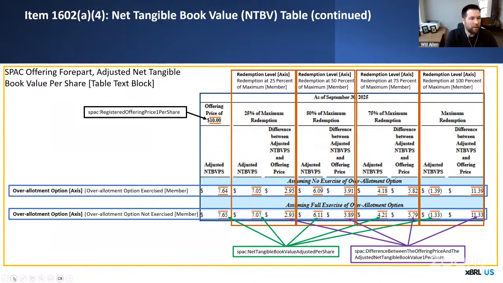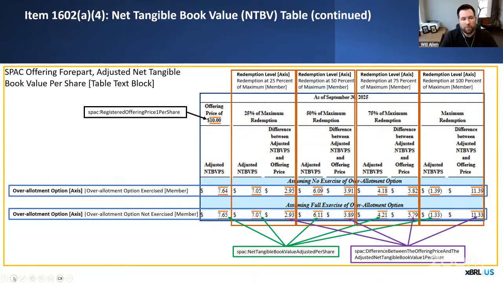And then along the rows, you have the over allotment option. And this one shows both with the allotment option exercised and not exercised, so that investors can see what would happen if that option were or were not exercised. And then finally, there's actually only 2 SPAC concepts within the table. There is the net tangible book value adjusted per share, which is what that redemption would be at the individual level, 50, 75, 100, what have you.